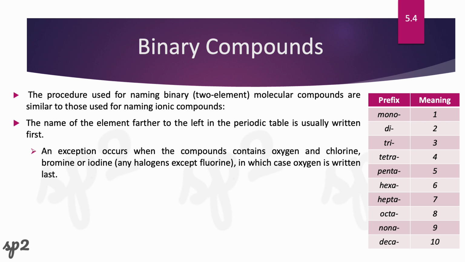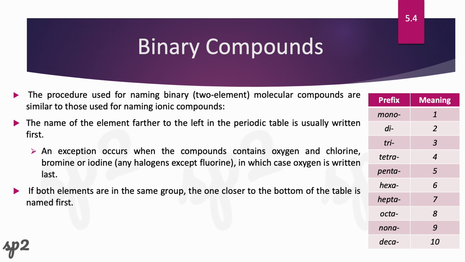The name of the element farther to the left in the periodic table is usually written first. Now we have an exception. The exception happens when the compound contains oxygen and chlorine, bromine, or iodine, pretty much any of these halogens except fluorine, in which oxygen is going to be written last. So keep that in mind. If you have oxygen with any of these halogens, we need to write oxygen last. If both of the elements are in the same group, then the one that is closer to the bottom of the table is going to be named first.